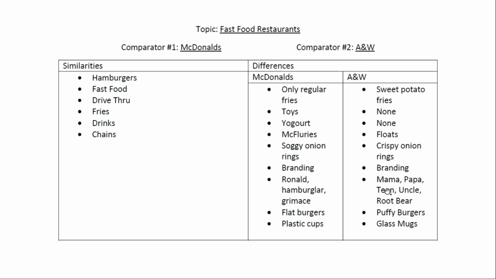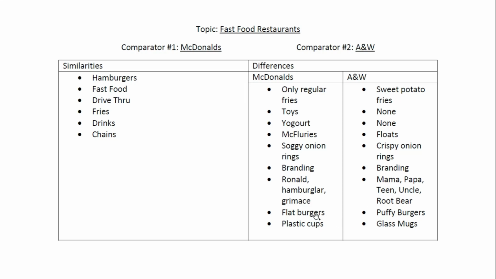And then we looked at A&W, and A&W has the burger family, right? Mama, Papa, Uncle, Teen. And then they also have the root beer, although you don't see the root beer very often. It's this bear. He dances. He's called the root beer because A&W has root beer.